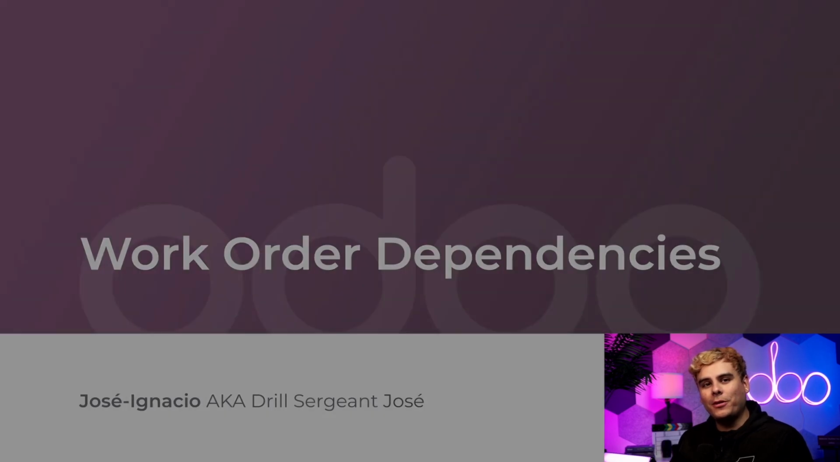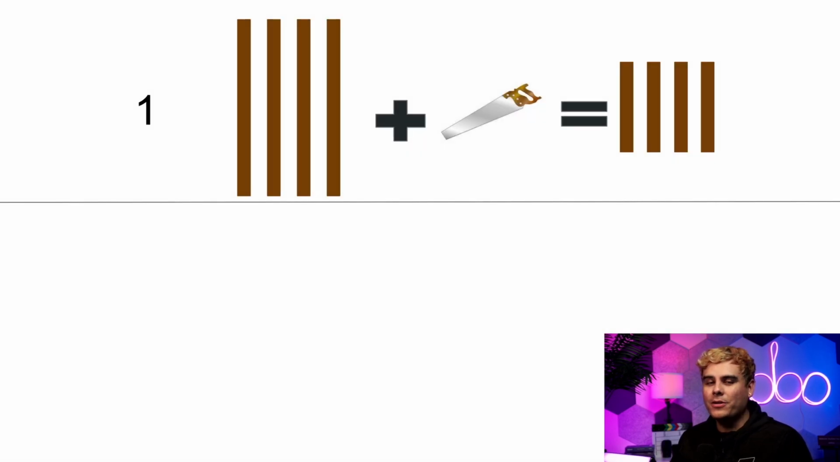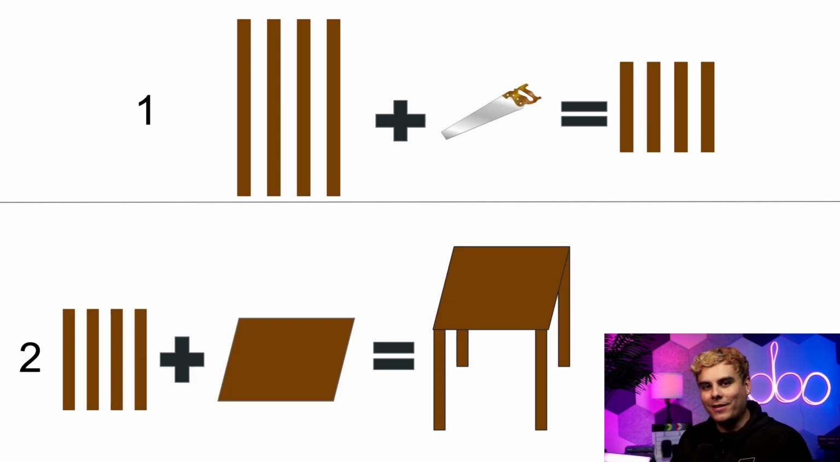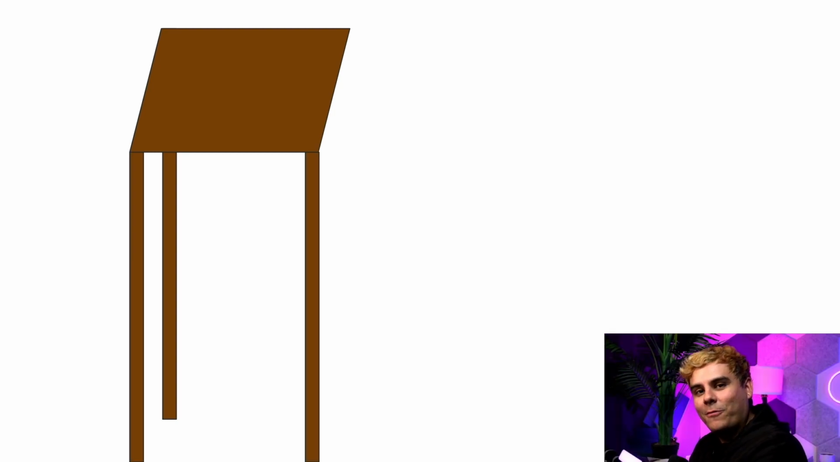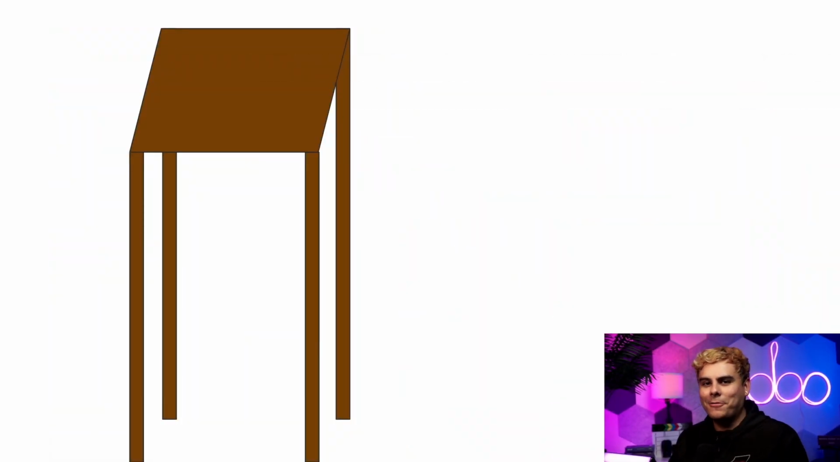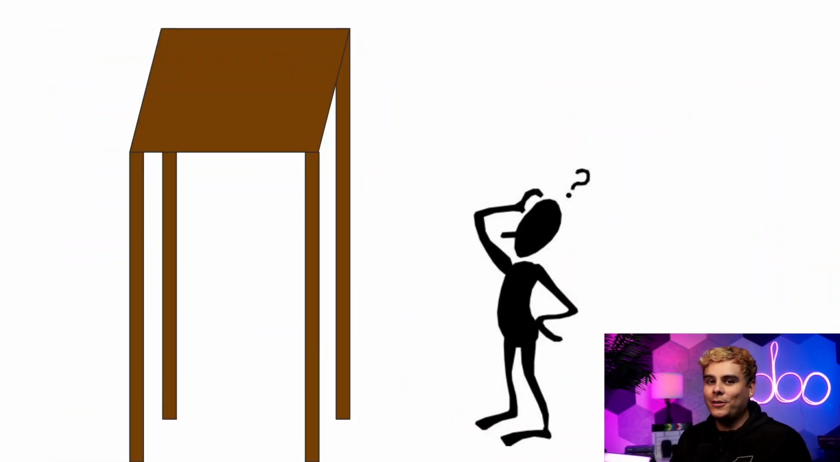Now, sometimes during the manufacturing process, certain operations must be completed before moving on to the rest. Think about it. You don't want to put the legs on a table before you cut them to the right length. I mean, that would just be silly. Good news for Odoo users. The manufacturing app allows us to use work order dependencies to set the order in which work orders are scheduled. So, enough chit-chat. Let's jump right into it.